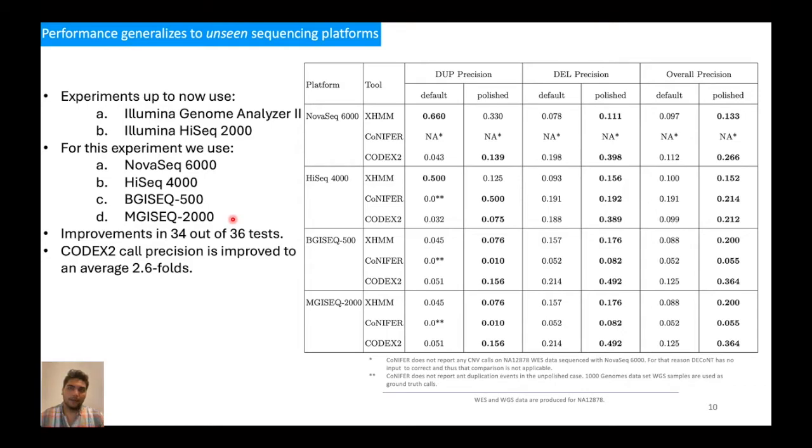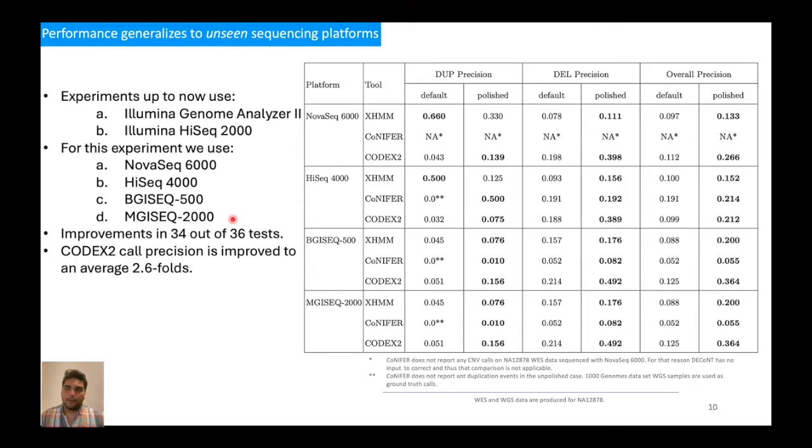and Codex. We observed improvements in 34 out of 36 tests, and the most substantial improvement is observed for Codex that corresponds to an average 2.6-fold increase in performance, and this even exceeds the testing performance on the same platform as training.